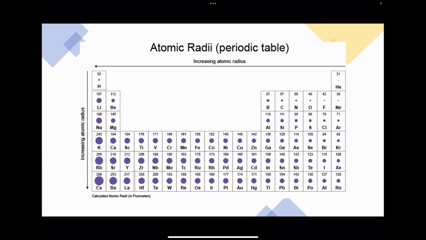Here is an overview of atoms. As you can see, the top right-hand corner has some of the smallest atoms.